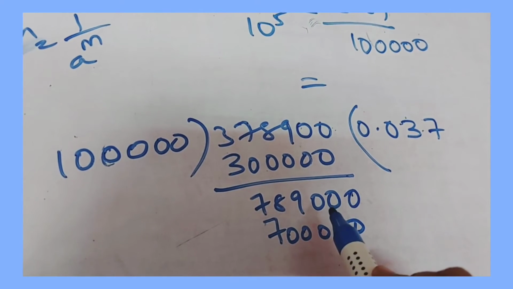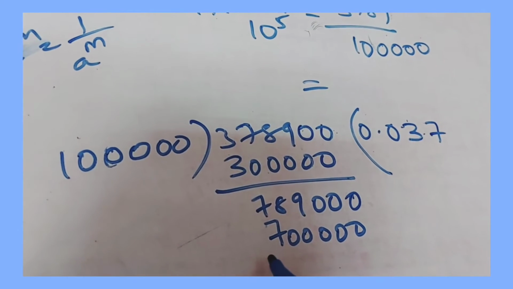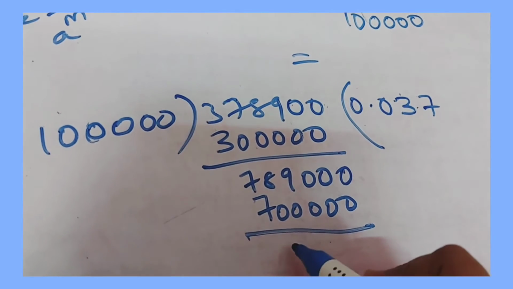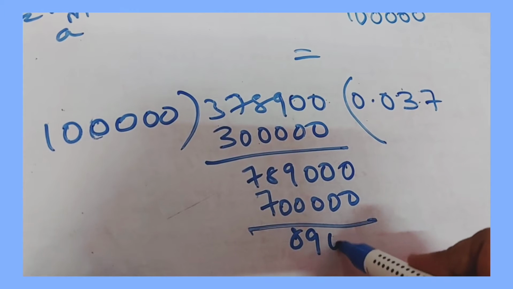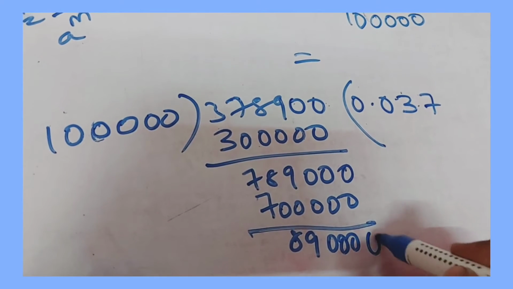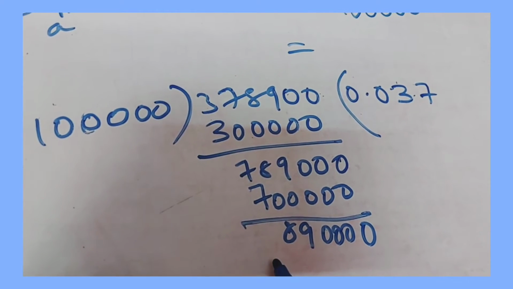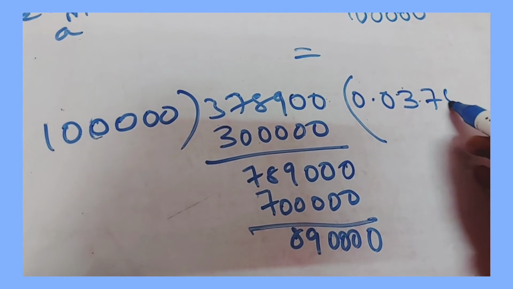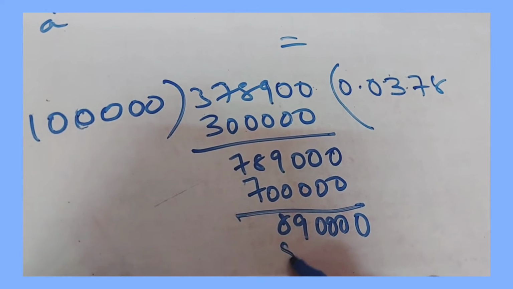It is 7,89,000, but you have to take 7s are, it is 7 lakh. 8s means it will become 8 lakh now. So now again you take 89,000. 89,000 means you take one more 0. Again it will become 8,90,000. So 8,90,000 means 8s are, it is 8 lakh.